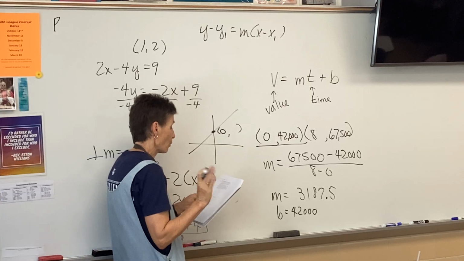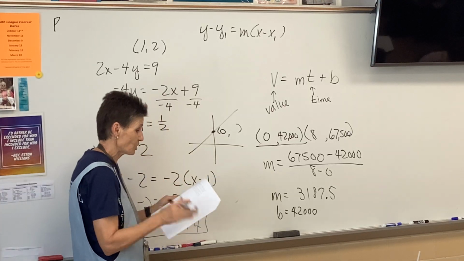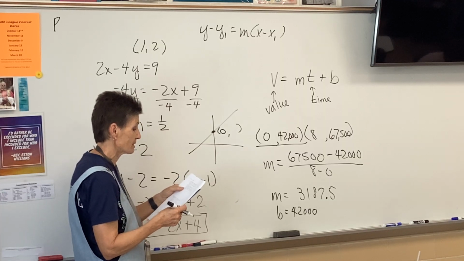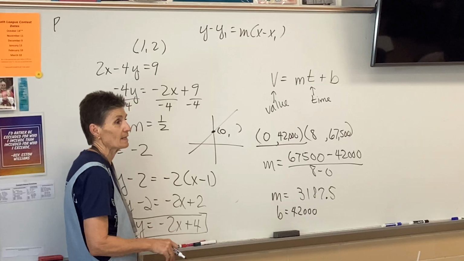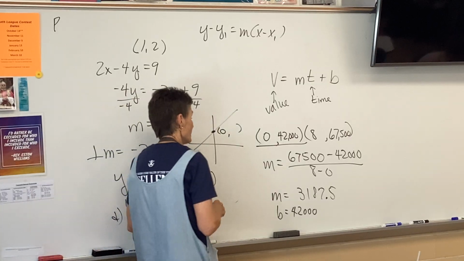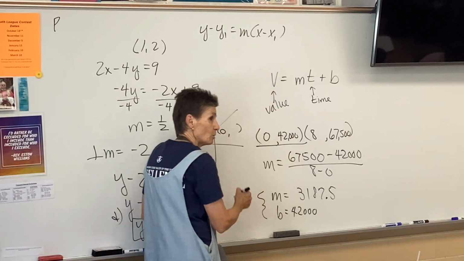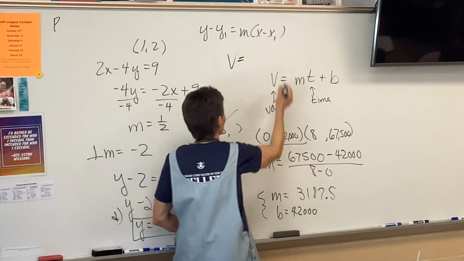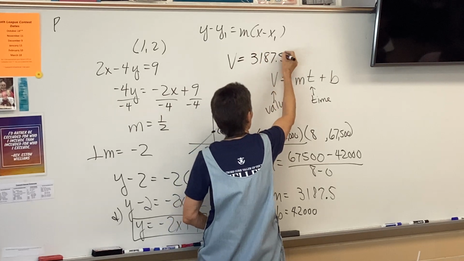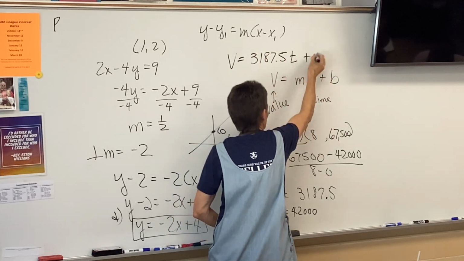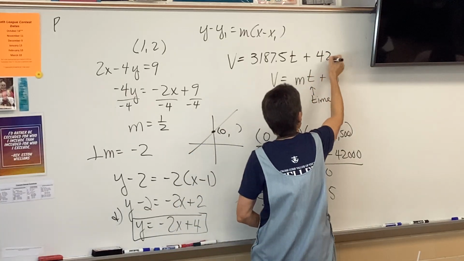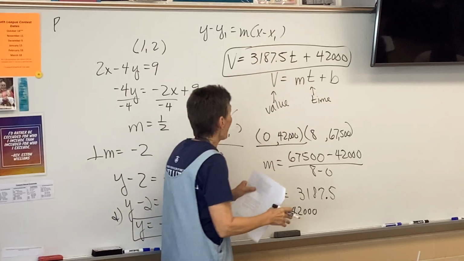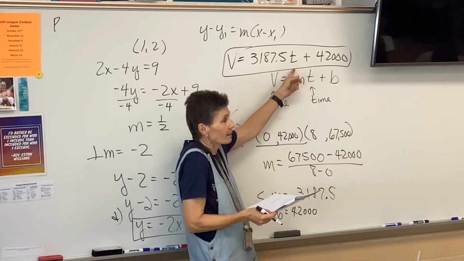Part C. Write and solve an equation algebraically to determine how many years after purchase this house will be worth $74,000. Okay. Do I have an equation? I have an M and B. Can I write an equation? V equals 3187.5 T plus 42,000. y = mx + b.